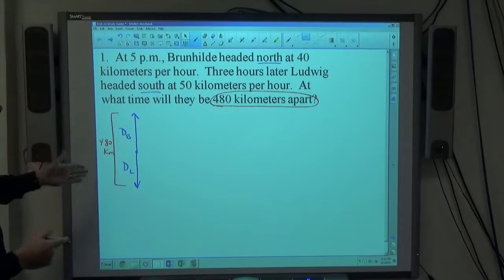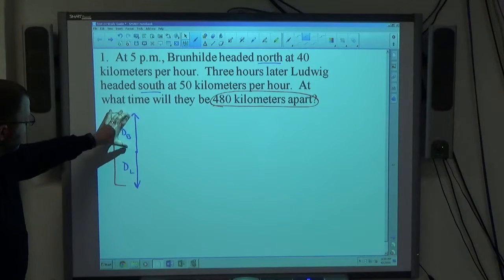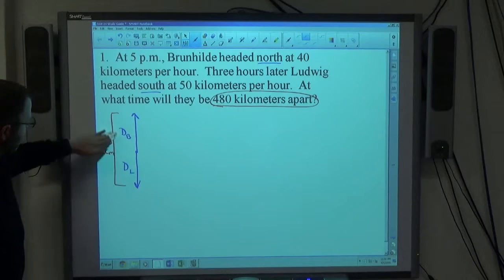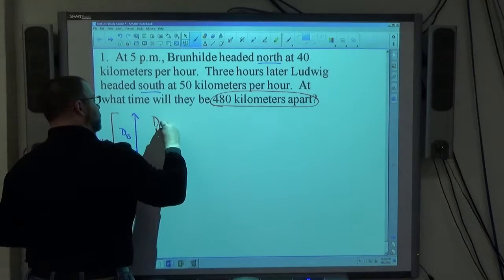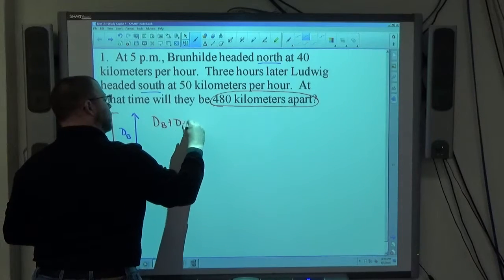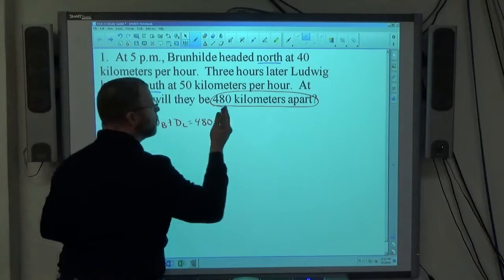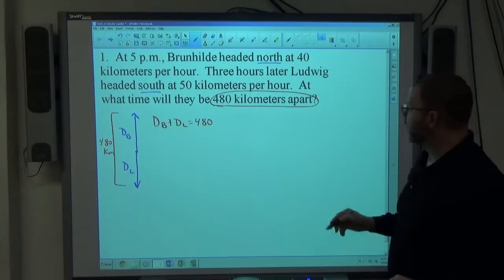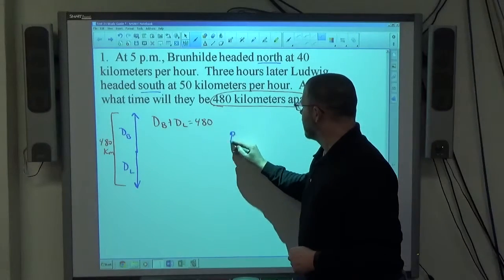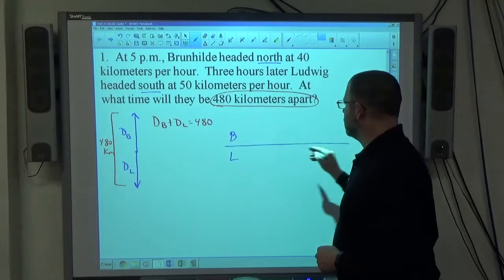So looking at the picture, we can see however far Brunhilde traveled plus however far Ludwig traveled is going to be how far both of them together traveled. So Brunhilde's distance plus Ludwig's distance is going to equal 480. Priority one is that distance relationship. That's taken care of now. Next step, we make a rate time distance chart for these two characters.